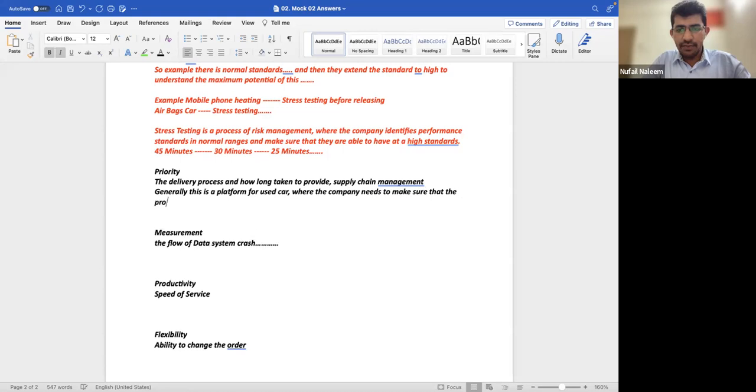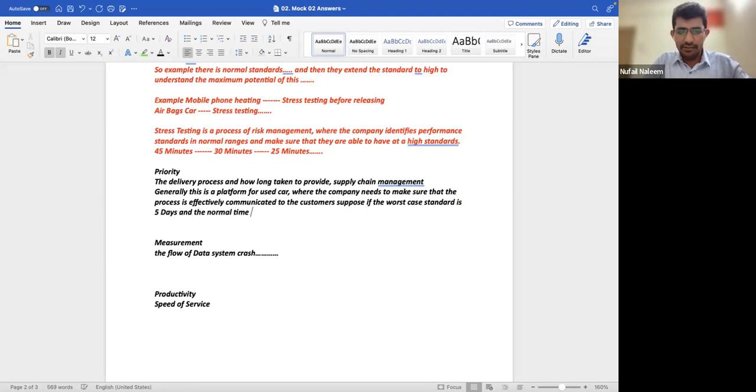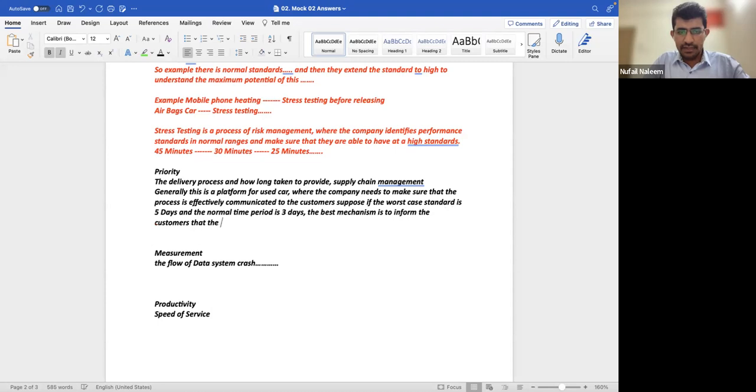This is a platform for used cars where the company needs to make sure the process is effectively communicated to the customer. Suppose the worst case standard is 5 days and the normal time period is 3 days, the best mechanism is to inform the customers that the car will be delivered within 7 days. This is how stress testing is applied in real life.